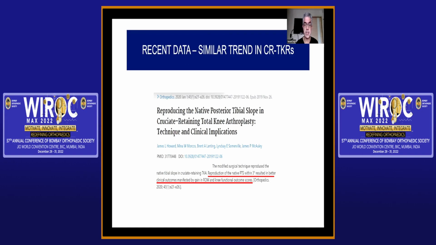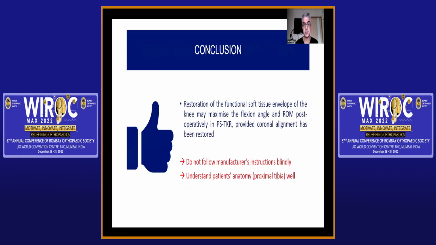We looked at PS knees, with the endpoint again being restoration of native posterior tibial slope as much as possible. So in conclusion, restoration of the functional soft tissue envelope of the knee may maximize the flexion angle and range of motion post-operatively in PS TKRs, provided coronal alignment has been restored appropriately.